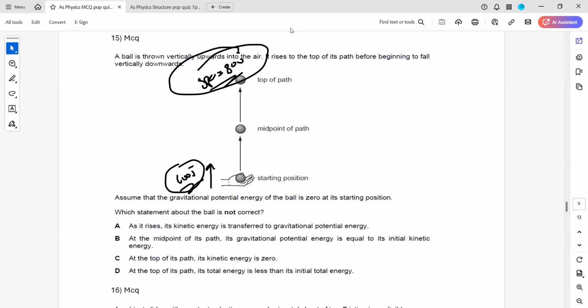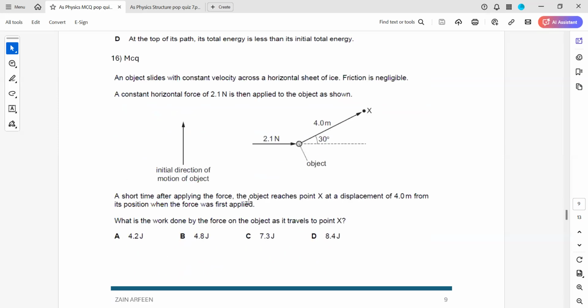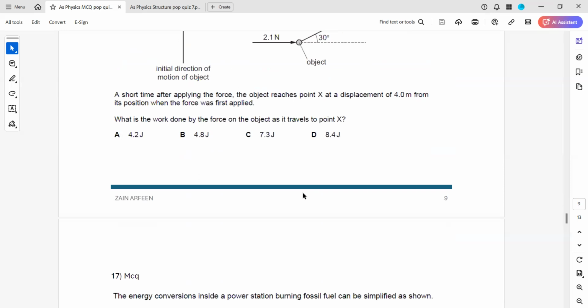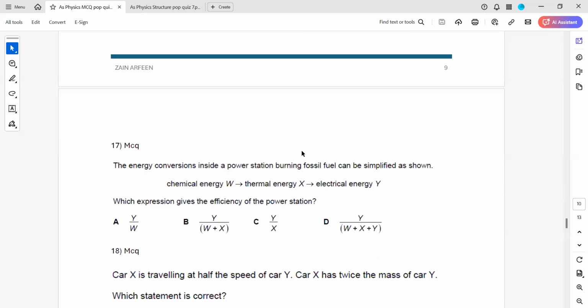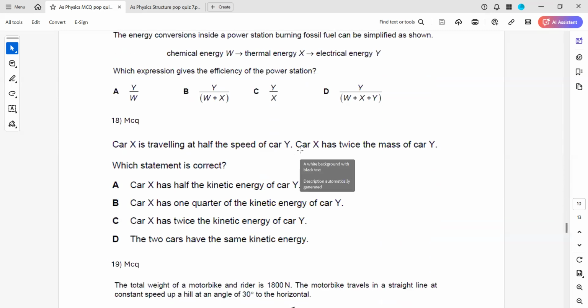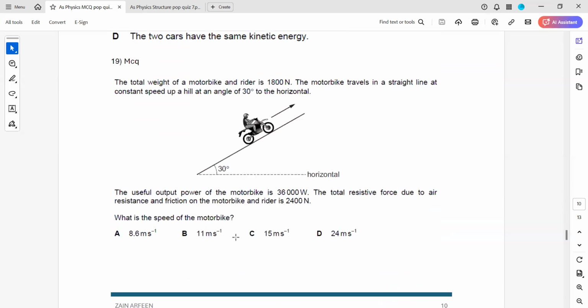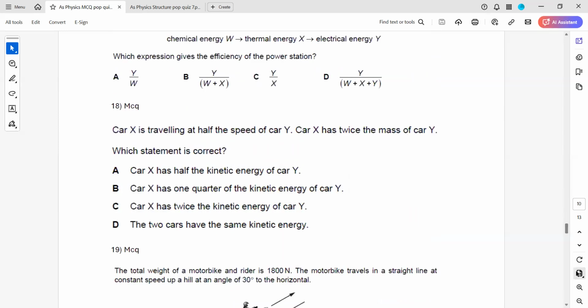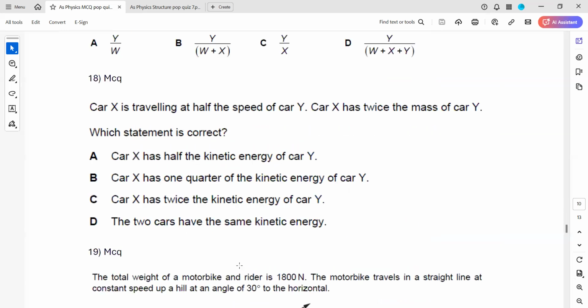Is it clear? Question 15. Question 16, any doubt? 17, 18, 19, 18 and 19. Okay.